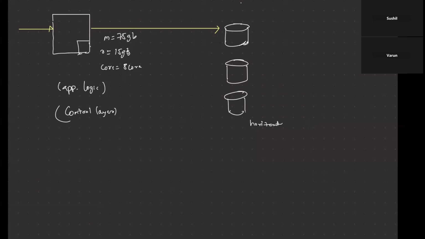Why is it called horizontal? What's the difference between horizontal and vertical? Vertical is when we increase the size or the capacity of our existing database. So if it has 1 TB of space, then we go to 2 TB, 3 TB, something like that. Then if we have that, why do we go with horizontal scaling? What's the limitation of vertical scaling?